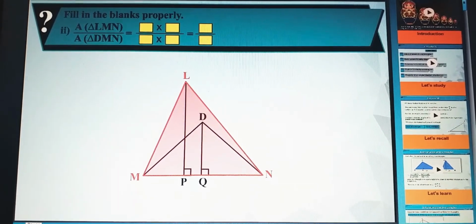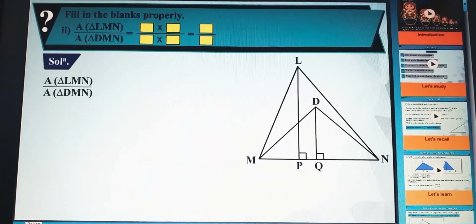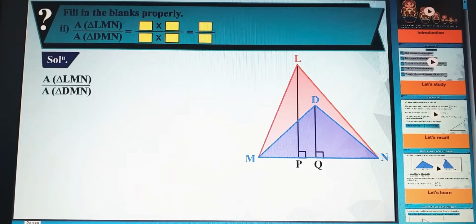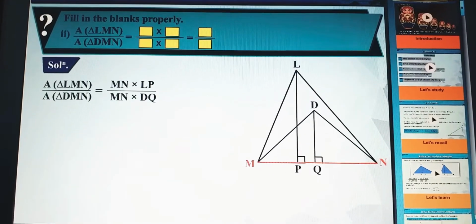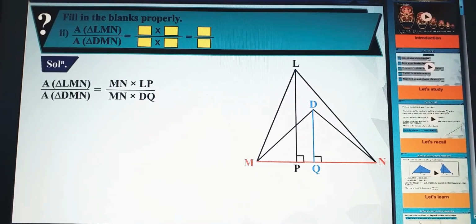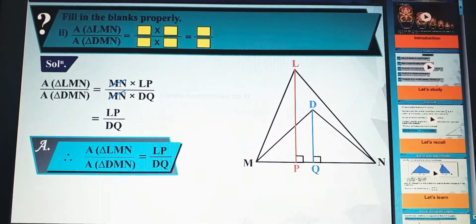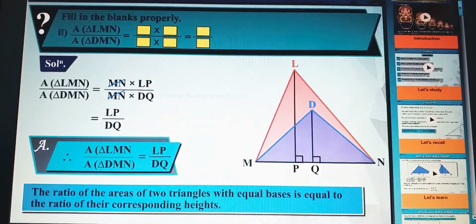2. Area of triangle LMN upon area of triangle DMN. Solution. Area of triangle LMN upon area of triangle DMN is equal to MN multiplied by LP upon MN multiplied by DQ, which is equal to LP upon DQ. The ratio of the areas of two triangles with equal bases is equal to the ratio of their corresponding heights.